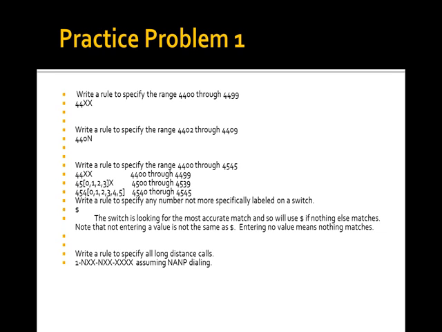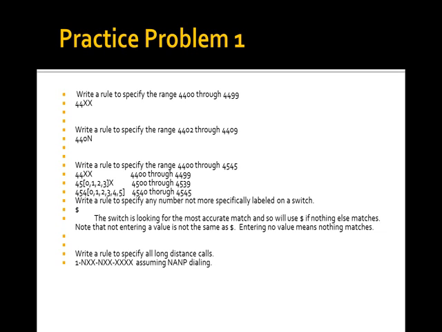You'll also see people that prefer to do these as separate entries. So you might see 4, 4, XX and 4, 5, XX as a group. Any of those would work for number complete templates. Number complete templates tell the switch when it has received enough information, and then it matches the number to the accept rules. Okay?